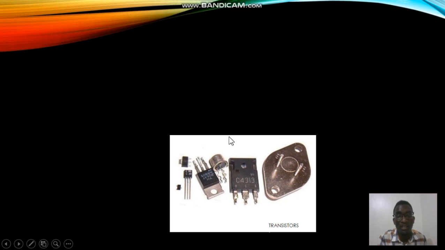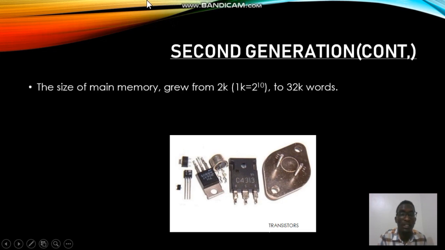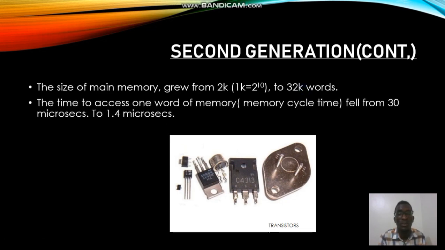Compared to the vacuum tubes, they were generally smaller. Also in the second generation, you can see that the main memory grew from 2K, where 1K represents 2 to the power 10 words, which the vacuum tube machines used. However, the transistor machines created in this generation used 32K, which was 16 times bigger. And also the time to access one word of memory, or what we call the memory cycle time, in the first generation was 30 microseconds.